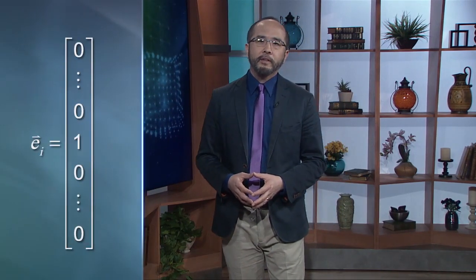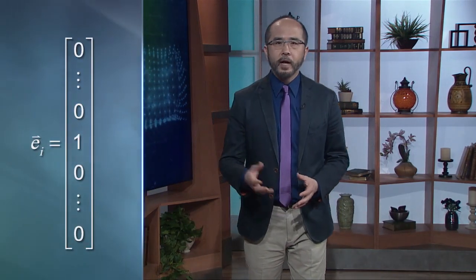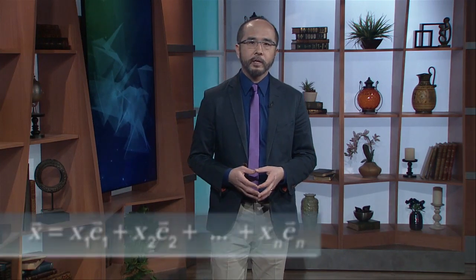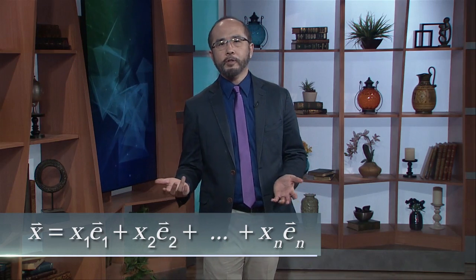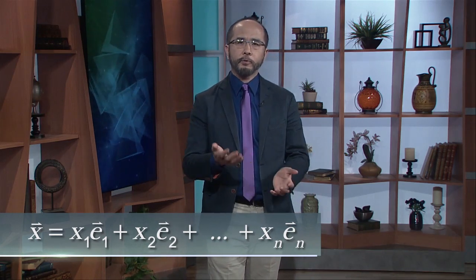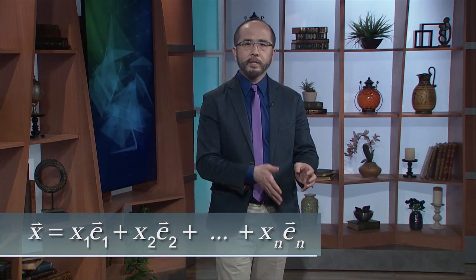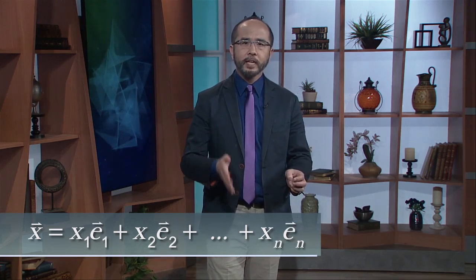This amazing fact is true because every vector can be written in terms of the standard basis vectors. Recall that the ith standard basis vector, e sub i, is the vector of all zeros except for a 1 in the ith position. Any other vector can be written as a linear combination of the standard basis vectors. Because if you have a vector, let's say with components x1, x2 through xn, that can be written as x1 times the first basis vector plus x2 times the second basis vector, etc.